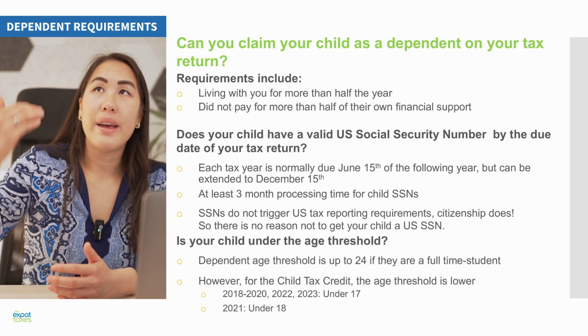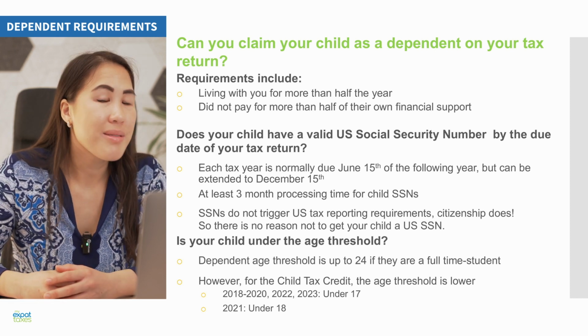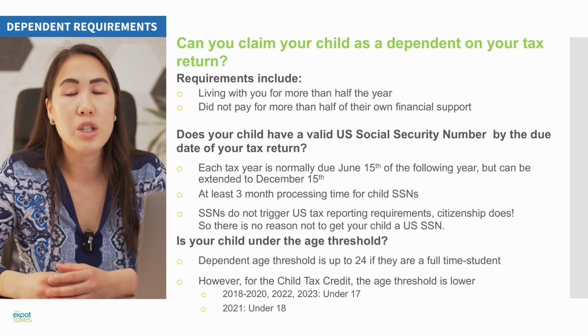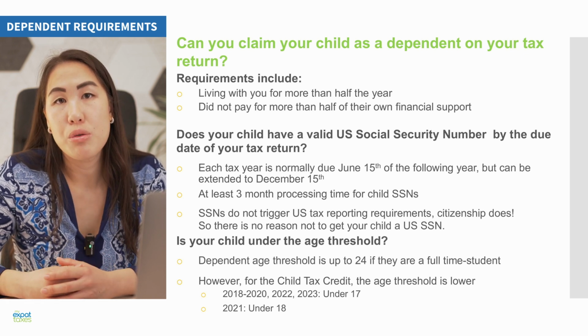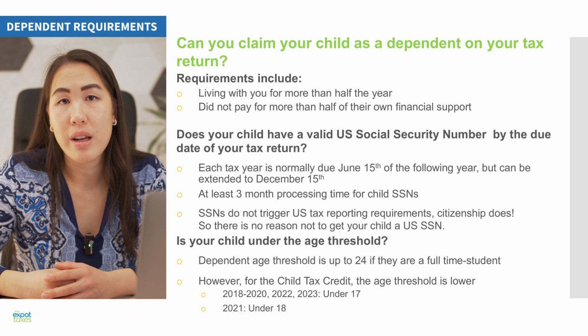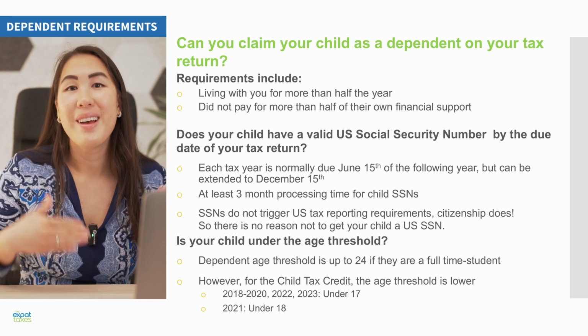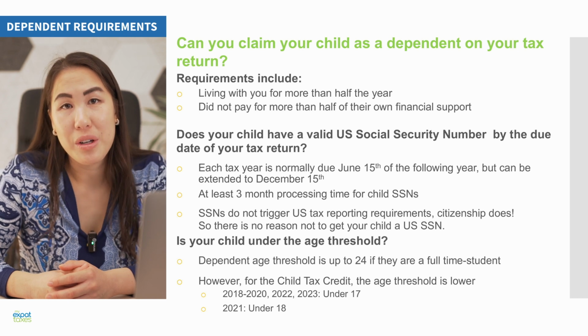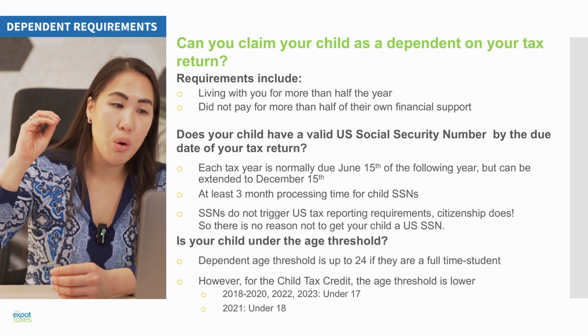So again, if your child already has US citizenship, get them a Social Security number. They're going to need it when they file taxes because of their citizenship. And it's going to help you in the long run because you can claim them as a dependent on your tax return. And there's a lot of refunds on the table that you can potentially get if you claim US children on your tax return.